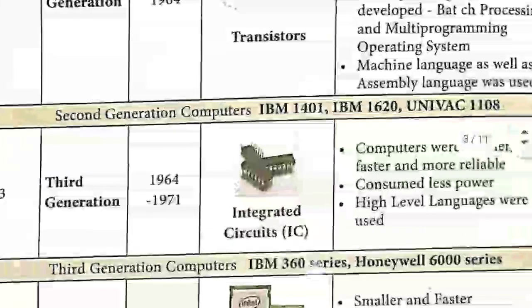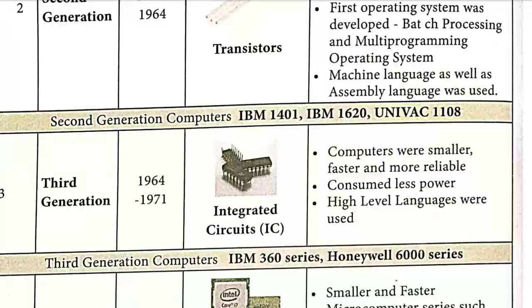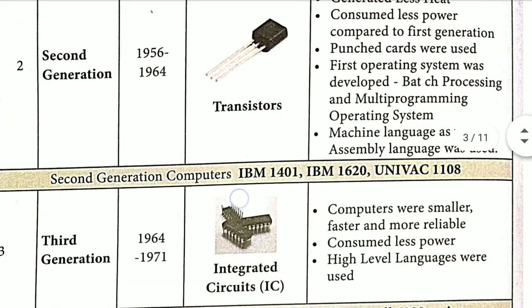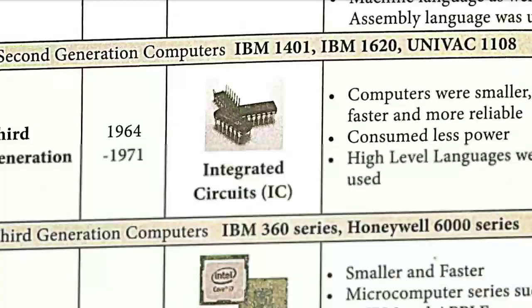So third generation computer used integrated circuits. This is a small chip-like structure which consists of a number of transistors in it. A transistor consists of only one transistor, but ICs will have hundreds and thousands of transistors embedded in it. Embedded means it is arranged in such a way that it will look very small. So this single IC will be the size of the tip of your finger, less than 1 inch in size.